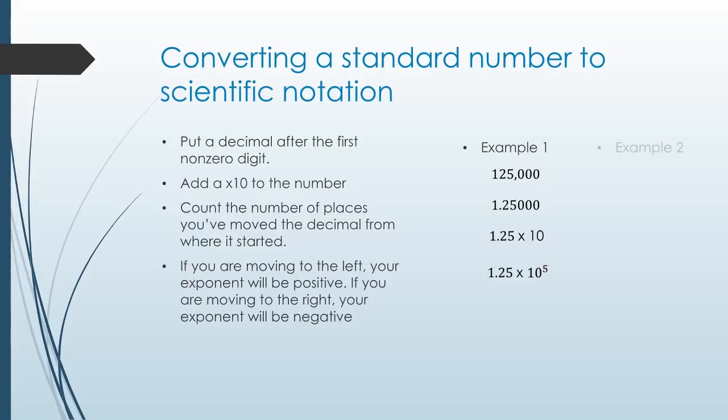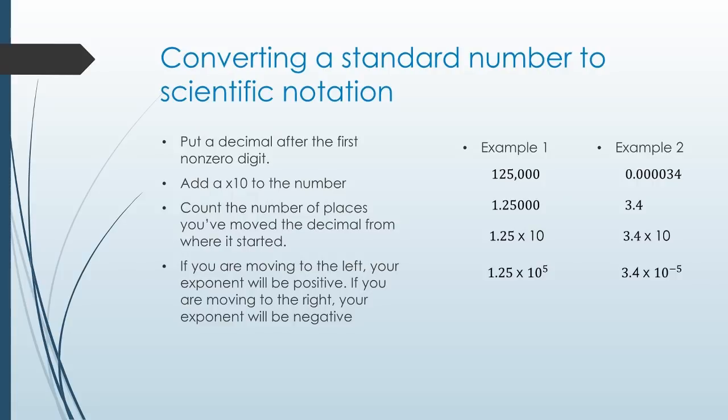Let's try going the other direction here. So in this example, we've got a really small number, 0.000034. So once again, I'm going to move the decimal place to right after the first non-zero digit, which in this case is the 3. So now it's going to look like 3.4. Well, I need a times 10. So 3.4 times 10 to the something. Well, I moved it 1, 2, 3, 4, 5 times again, but this time I moved 5 times to the other direction. So this is going to be 3.4 times 10 to the negative 5.